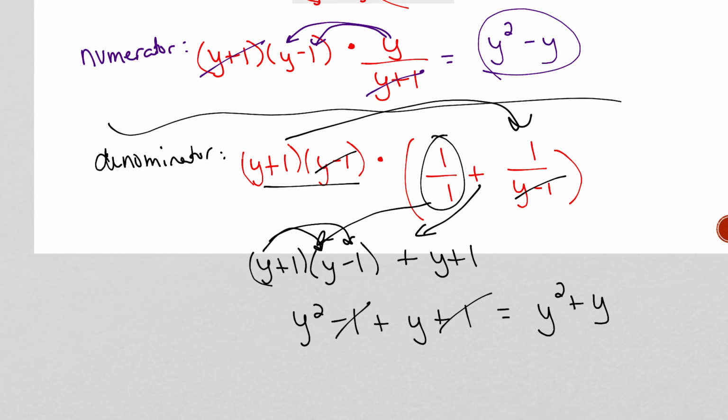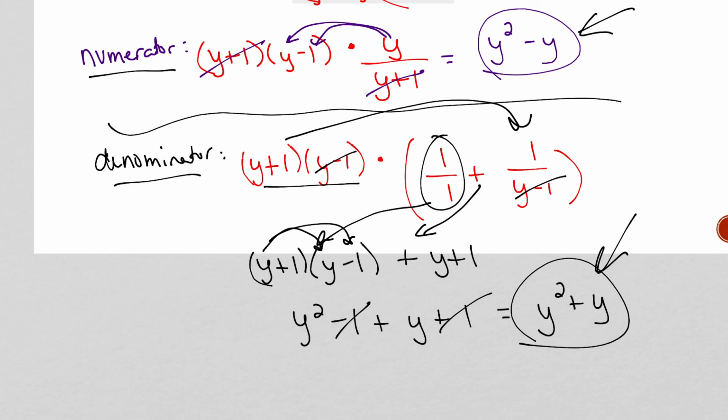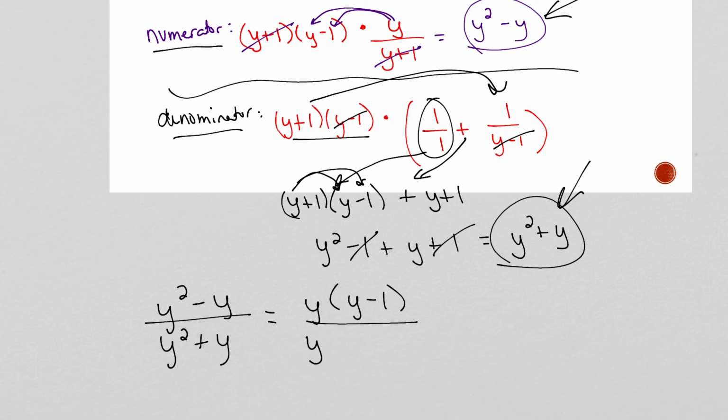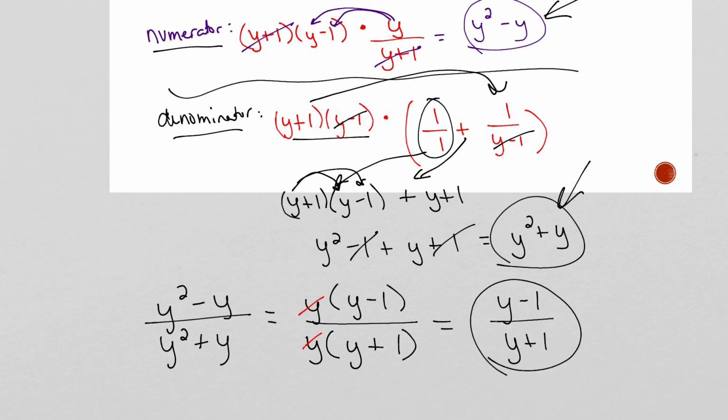All right? So check this out. So my denominator is this, and my numerator is that. So let's write that out. Y squared minus y over y squared plus y. Okay, now let's factor. Let's pull out the y's in the numerator, and we're going to pull out a y in the denominator. And these y's cancel. So I'm left with y minus 1 in the numerator and y plus 1 in the denominator. And that is it.